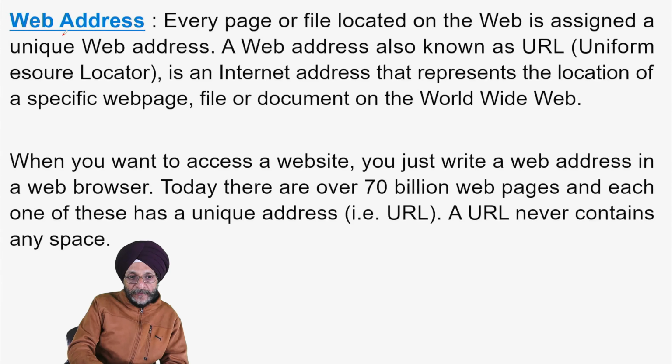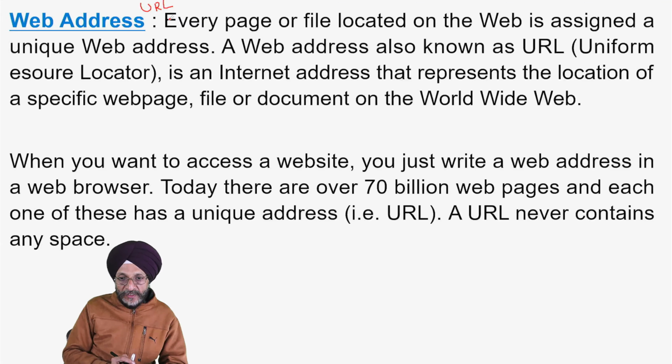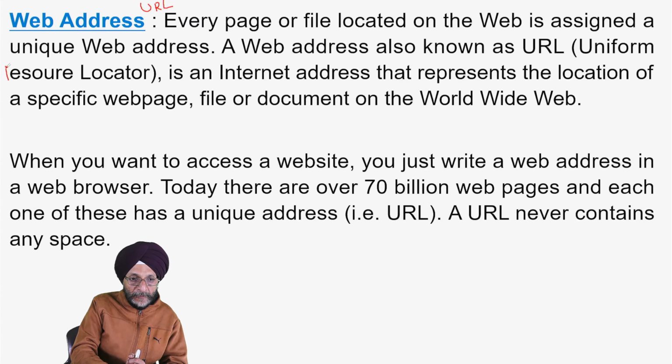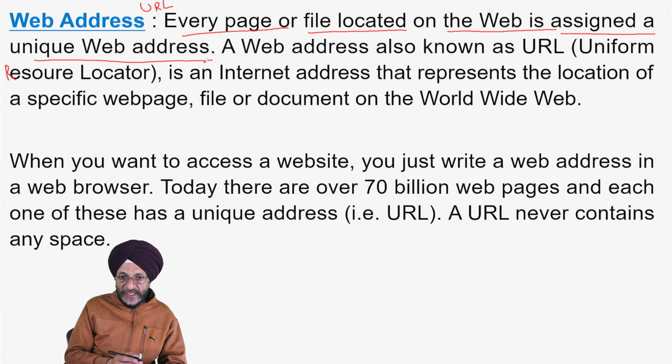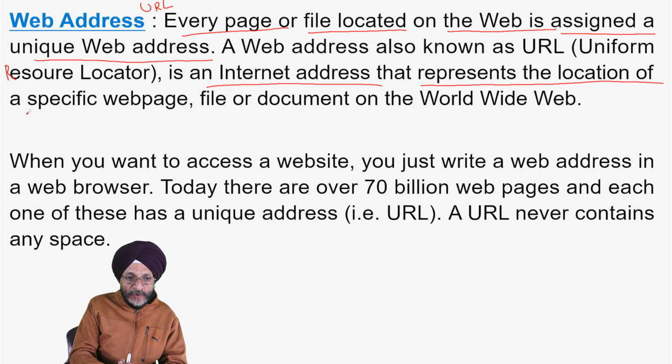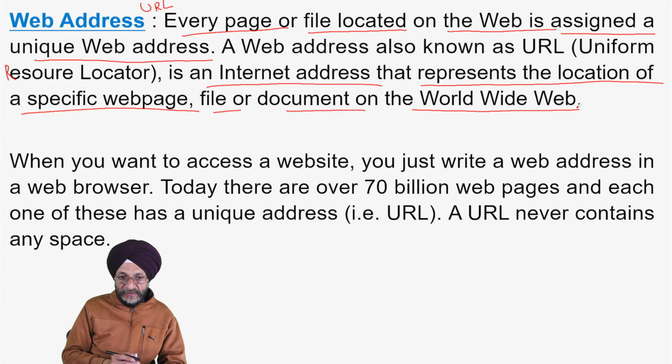Web address and URL is one and the same thing. Web address is also known as URL. URL means Uniform Resource Locator. Every page or file located on the web is assigned a unique web address. Web address is an internet address that represents the location of a specific web page, file, or document on the World Wide Web.